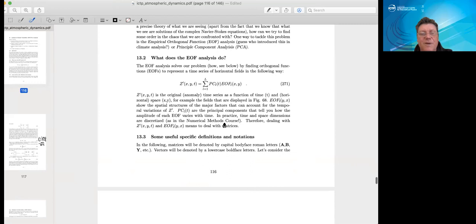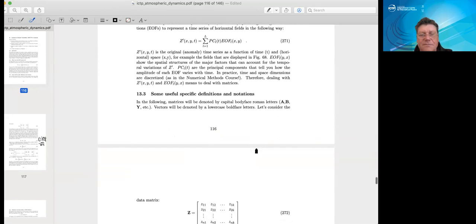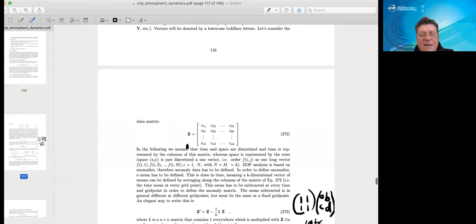So if we deal with this, we are typically now discretizing again. Here we have already done some discretization, but now we discretize again in space and in time. And so we are dealing with, instead of with these fields, matrices and vectors. So let's say our data matrix can be written in this way, where time runs in one direction and space in the other.